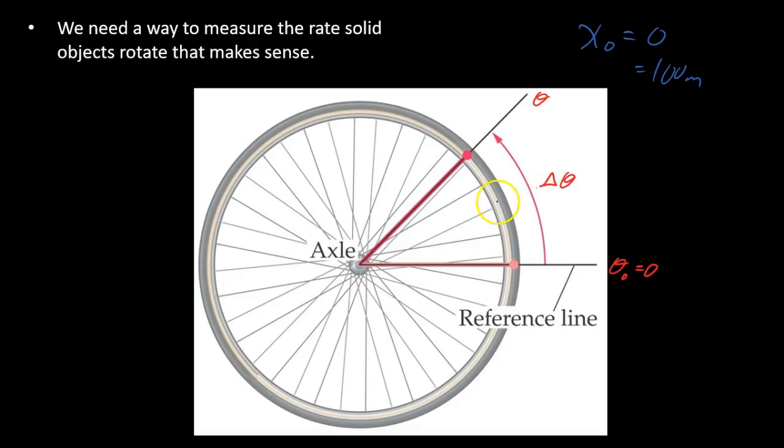And as this wheel rotates around and around, if we watched one of those spokes, if we highlighted one of those spokes, if we put like a piece of tape on it, we could see what angle it creates. And that angle is going to be what we can measure our new kind of displacement. Not a change in meters, but a change in angle.